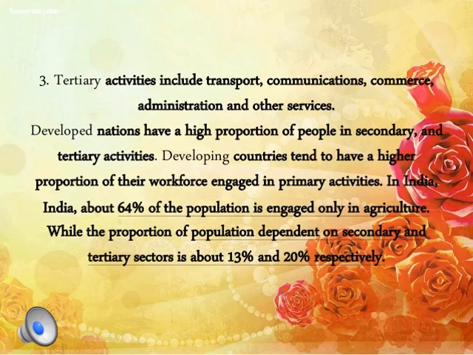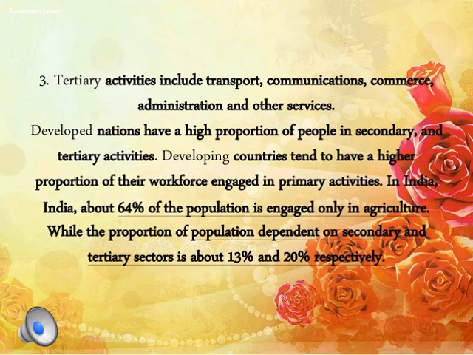Now let's see the difference between the developed nation and the developing nation. India is a developing nation, and a developed nation is like USA, or any other country that is very developed in industries and the territory. Mostly, developing nations have a higher proportion of their workforce in the primary activities, that is agriculture. And in a developed nation like USA, a high proportion of the people are in the secondary and the tertiary activities, that is the industries and the services.